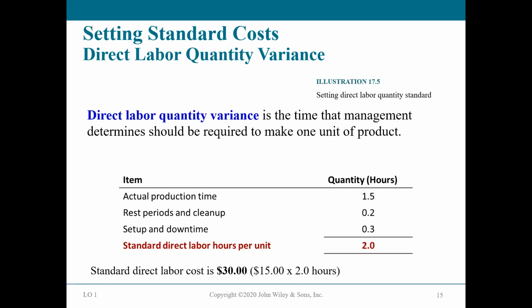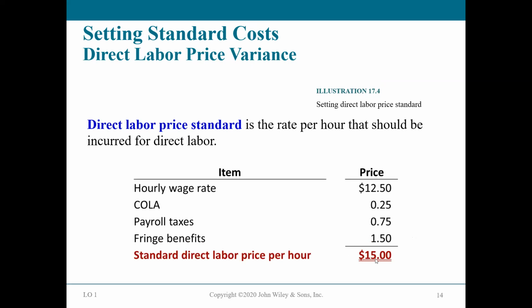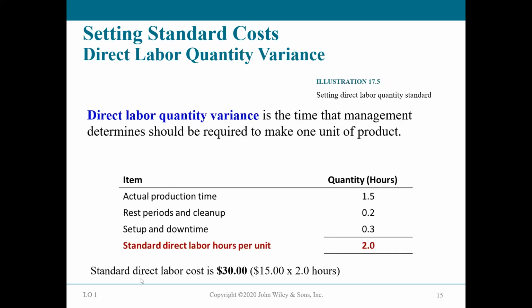Then looking at the quantity, it is the time that management thinks is required to create that 1 unit of product. So we actually have production time of 1.5 hours in this example. There are rest periods, and you need to keep a clean environment. There's setup and downtime, some machines break, you need to warm up machines, whatever that might be. So our standard direct labor hours per unit is 2 hours times the $15 direct labor price per hour, which gives us a standard direct labor cost of $30 per finished unit of product.